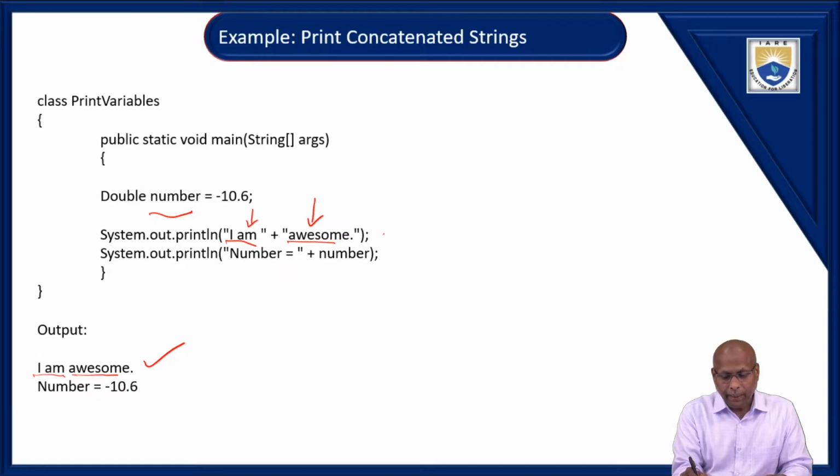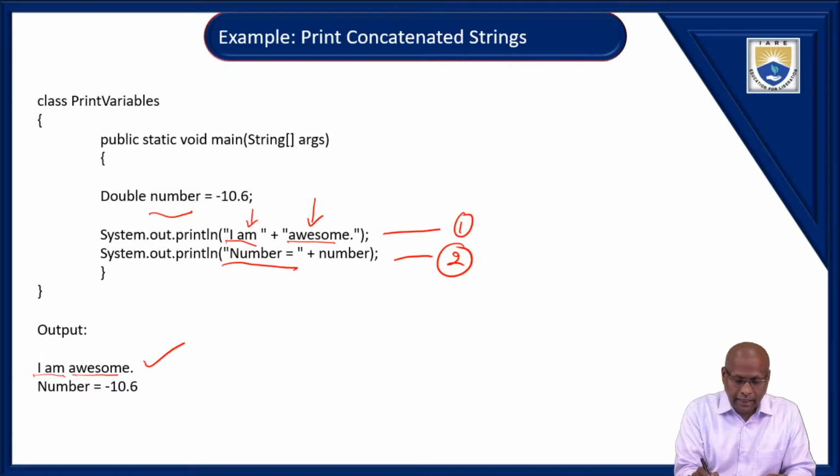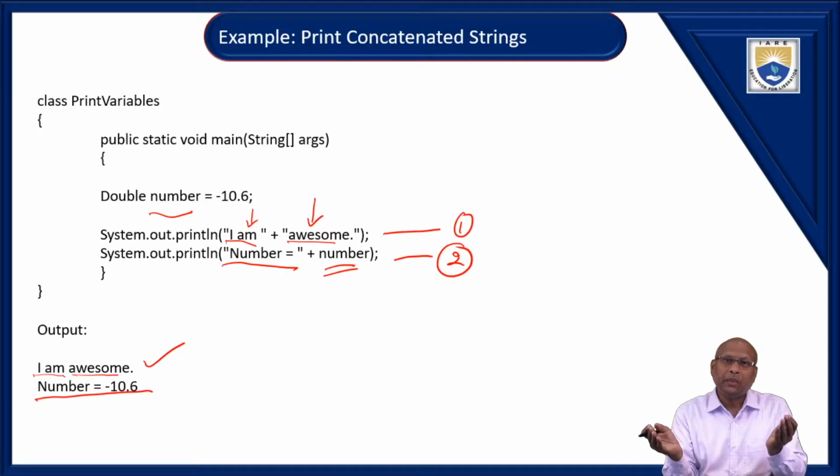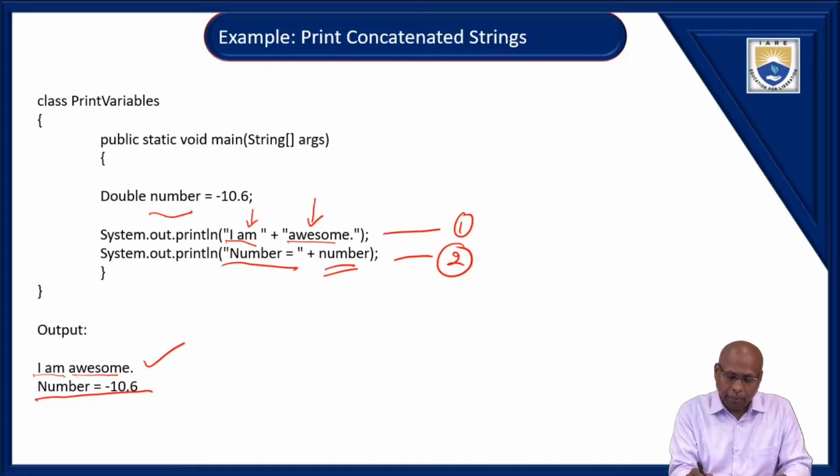When you come to the second println, here it is printing what? "Number equal to" plus number. That means the value of the variable will be concatenated. So whenever you want to display the value of the variable along with a string, you have to use this way: "number equal to" plus number. This is called the concatenation operator.